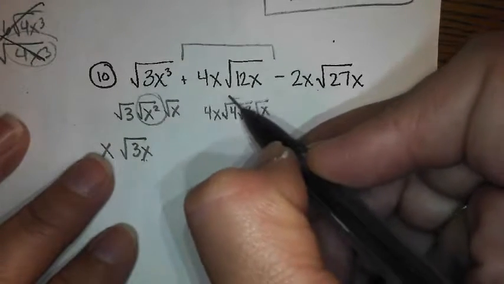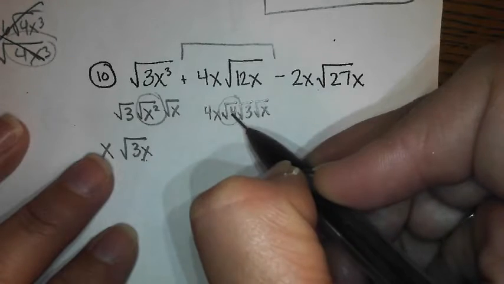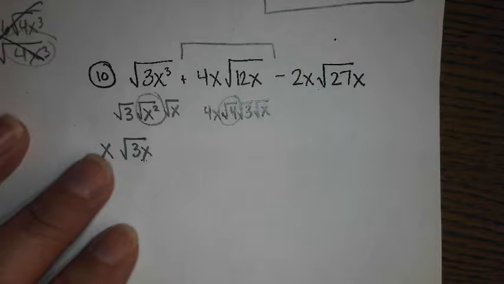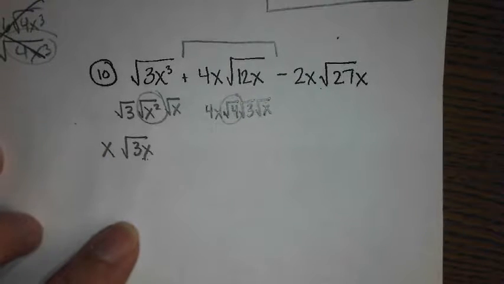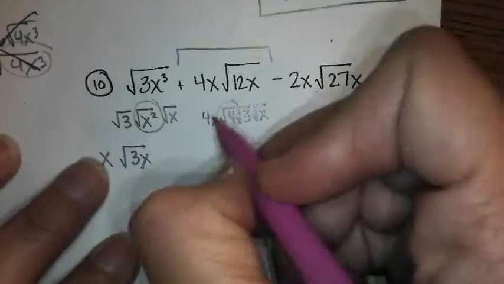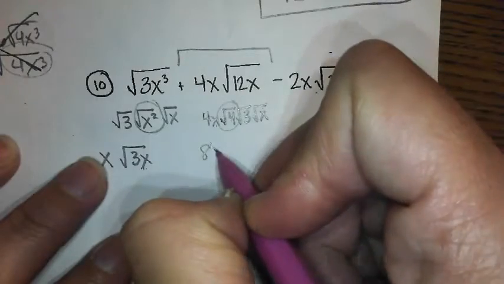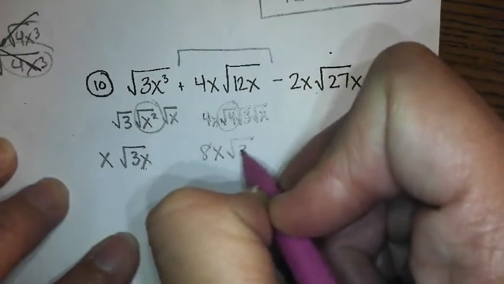And the square root of 4 is 2 times the 4 that's already there gives you 8. So 8x, 4 times 2 is the 8. You've got your x there. And then root 3x.